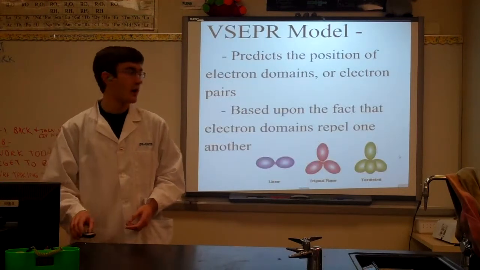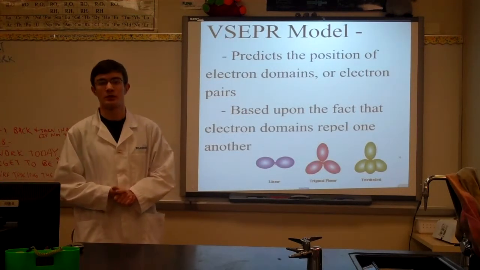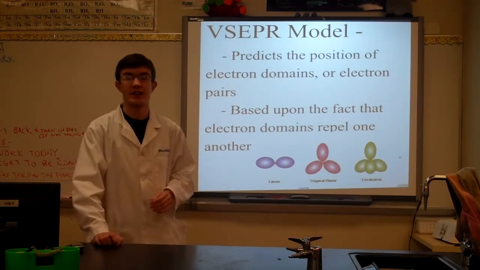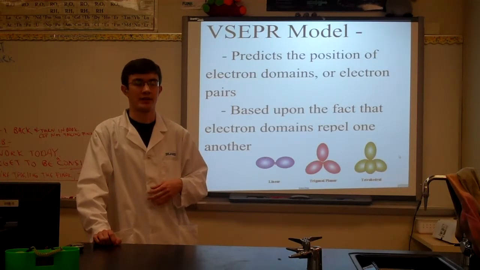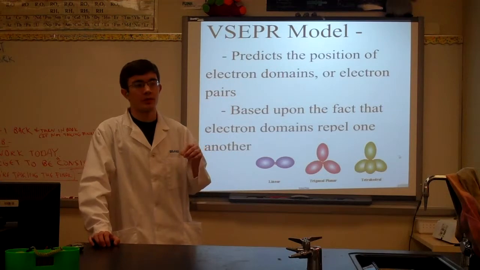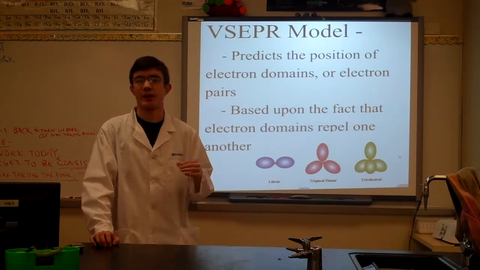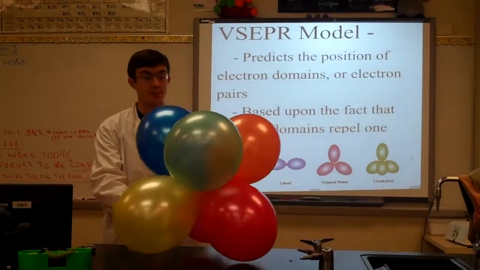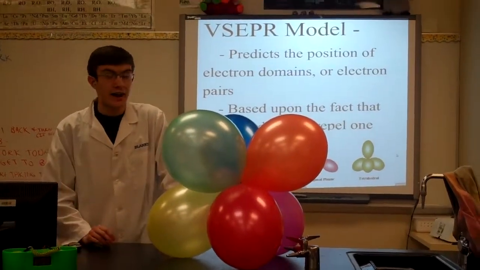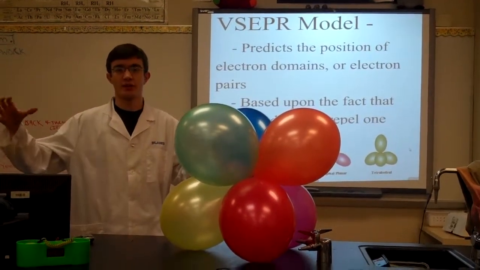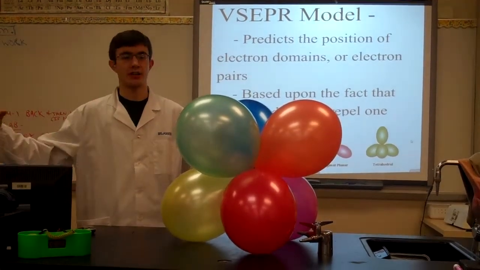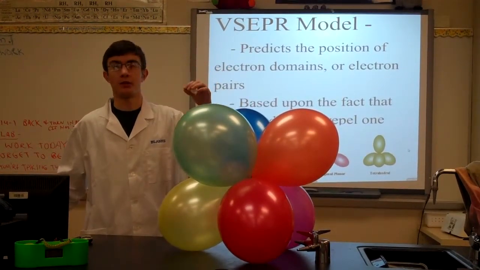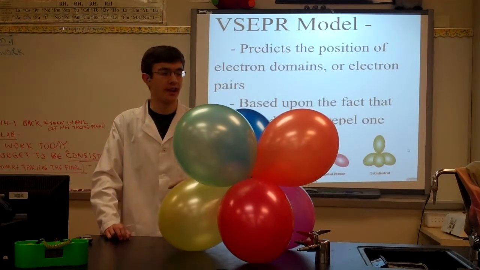Now, an application of this is the VSEPR model, or VSEPR theory, which is a way of predicting the shape of a molecule through looking at where its electron domains or electron pairs will end up. A great way of representing this theory is with balloons, because balloons and electron domains behave the same way. If you have 2 electron domains or 2 pairs of electrons, they'll repel each other. Surrounding the same atom, they'll both try to go as far apart from one another as they can. The same thing happens with balloons when you tie them together.